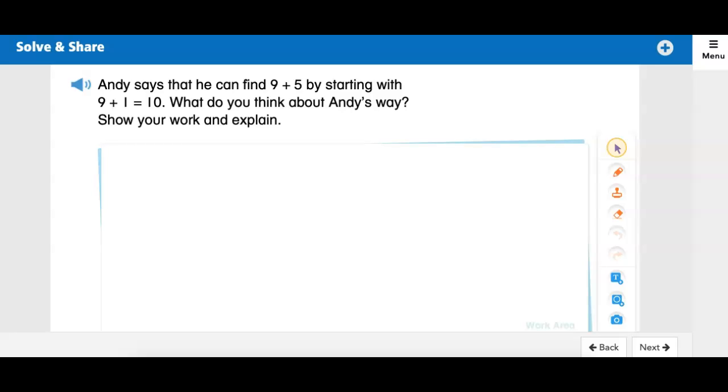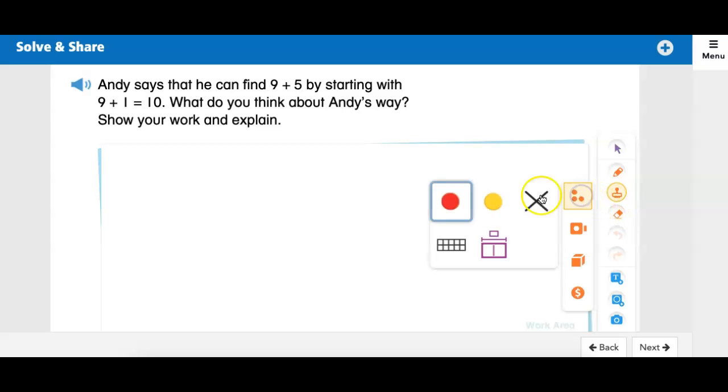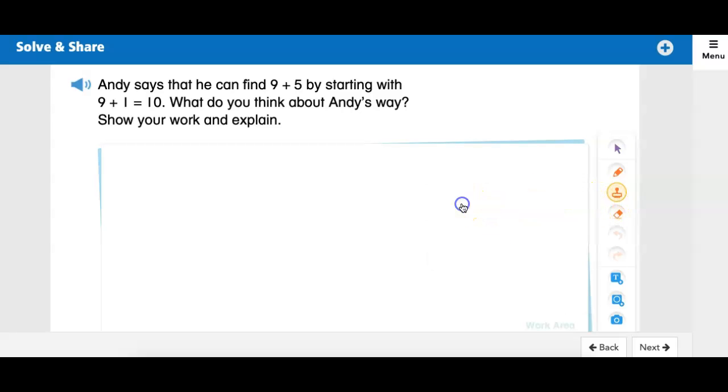Our solve and share says Andy says that he can find 9 plus 5 by starting with 9 plus 1 equals 10. What do you think about Andy's way? Show your work and explain. So let's see what we can work out. Mrs. Collier is going to use our counters to show Andy's way. So you can just watch this part. You don't have to draw all of these counters.